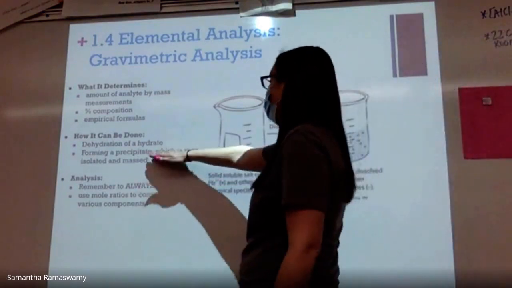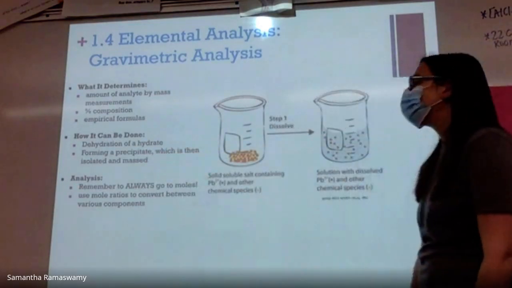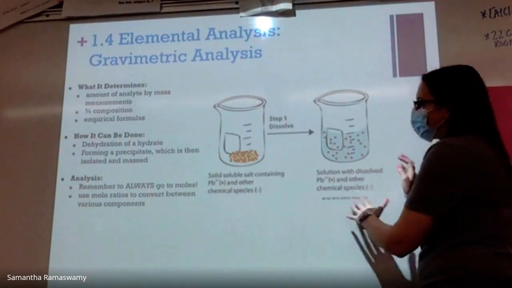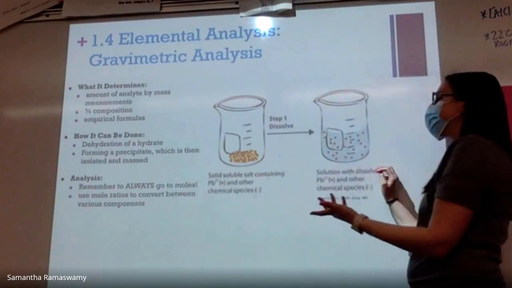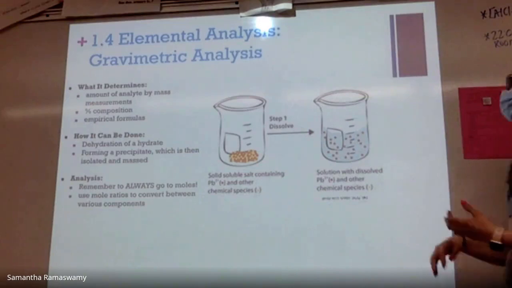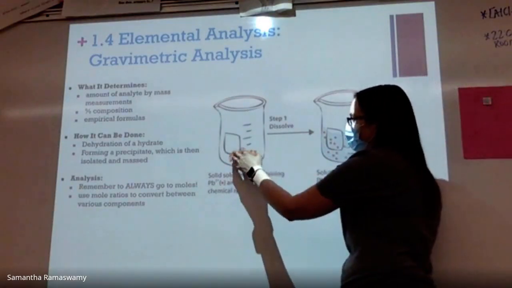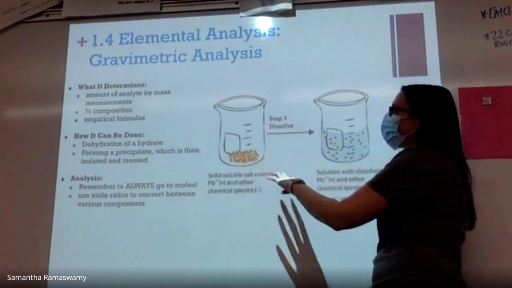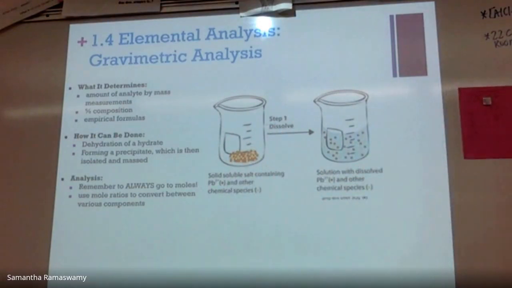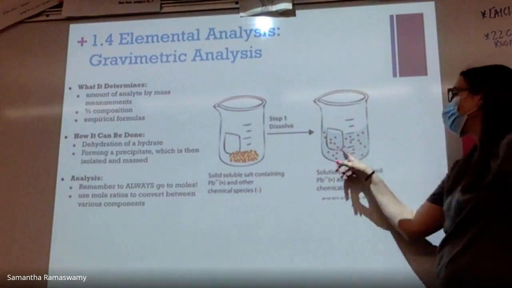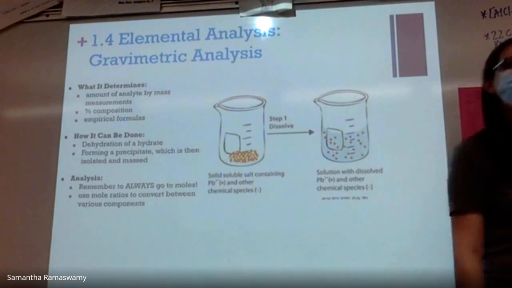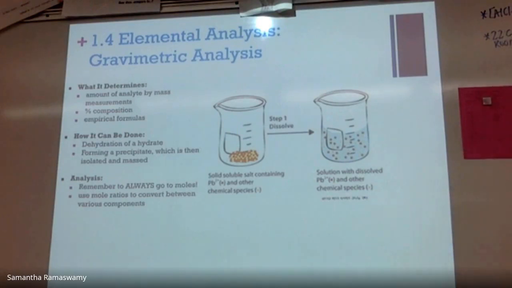So with our gravimetric analysis lab, we formed a precipitate. So this is actually what we did. Instead of Pb2+, we had Ca2+. So we had calcium chloride. That was a solid. And the first thing that we did is we added water. We dissolved it. Calcium chloride is soluble. So when we put calcium chloride into water, it broke apart into its ions. So we saw Ca2+, we saw Cl- floating around in solution.